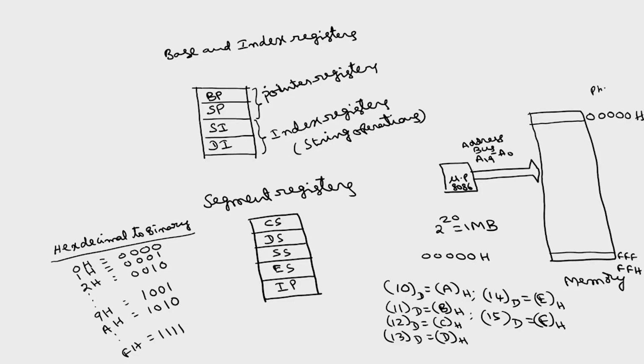This is called the physical address. The physical address of this 8086 microprocessor is 20 bit, whereas the segment registers are all 16 bit registers. All segment registers as well as the instruction pointer are 16 bit registers.